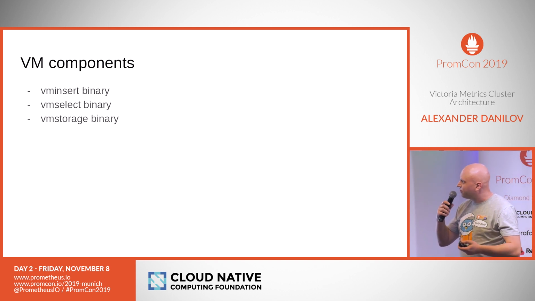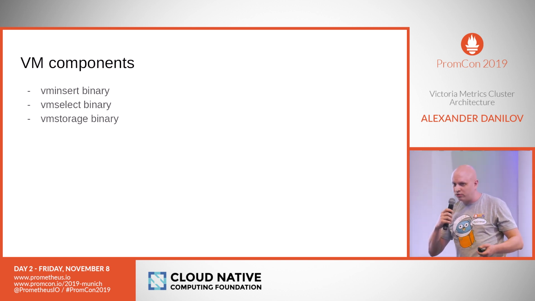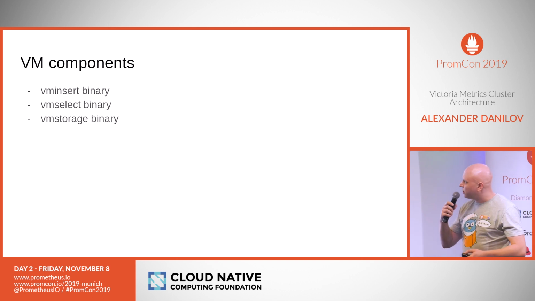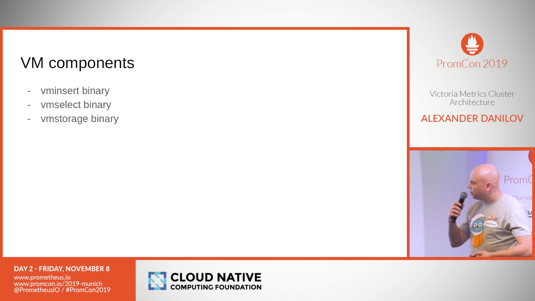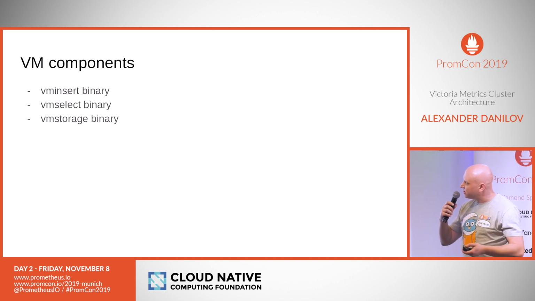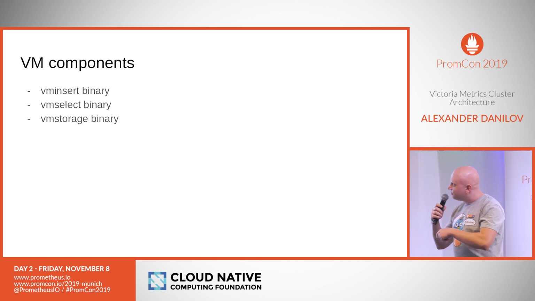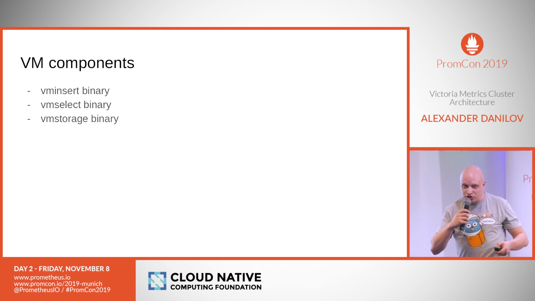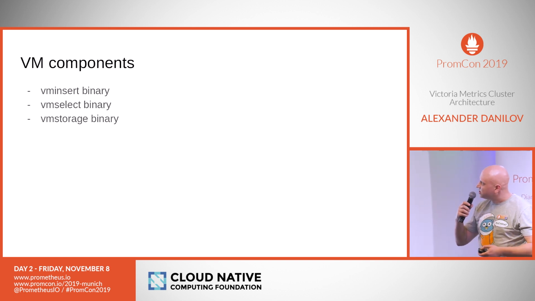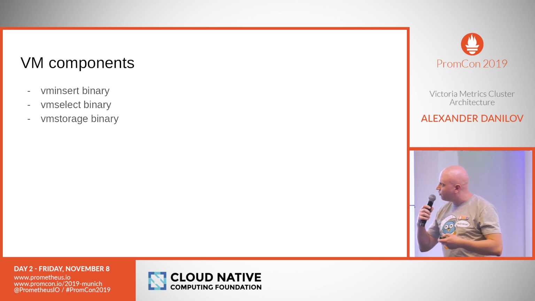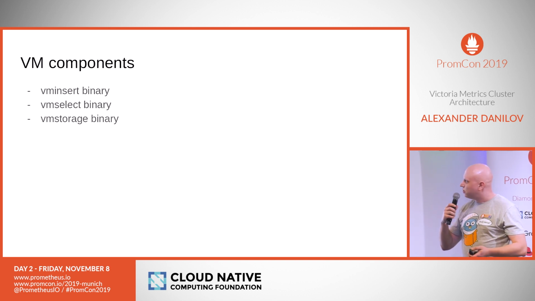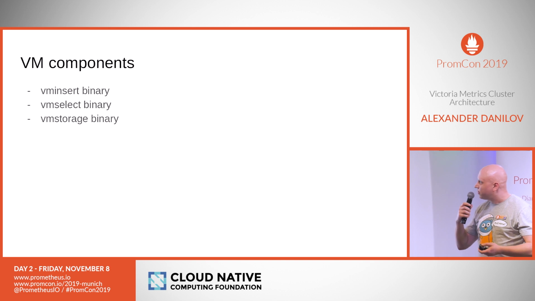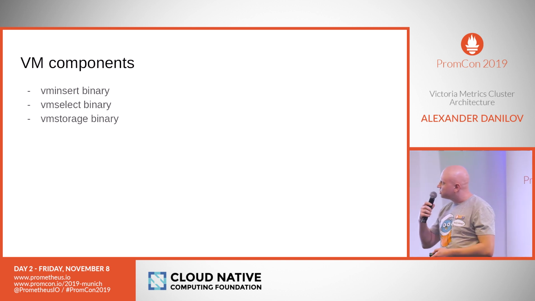So you have VM insert. It's where you write your metrics from Prometheus. You can just use remote write. You need to configure only remote write, and VM insert as a binary will split data evenly between all VM storages which you have. So it's pretty simple. VM select is where you point your Grafana as a data source. So if you want to show these metrics in your Grafana dashboards, you just point to this VM select.